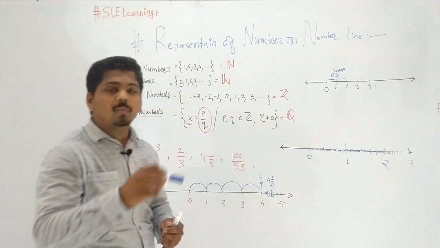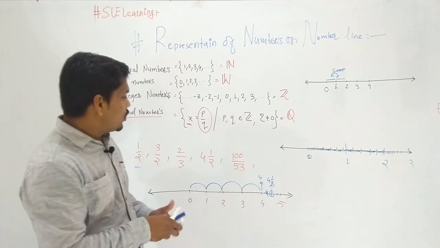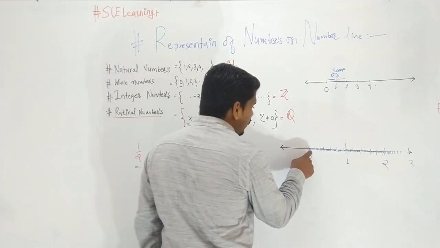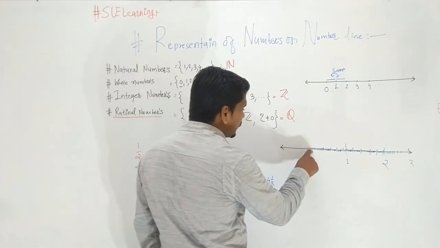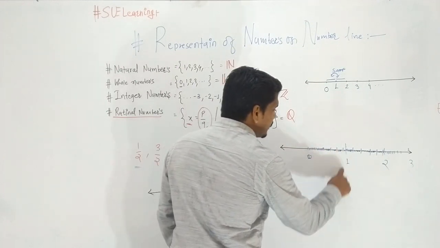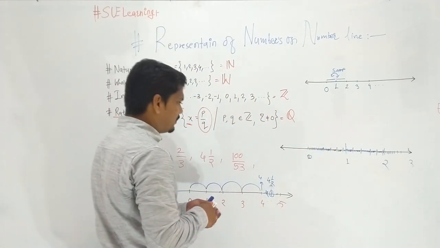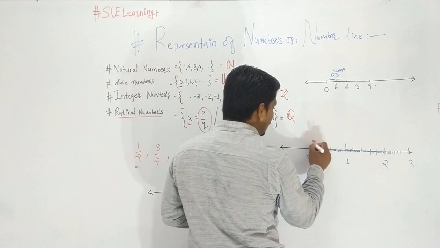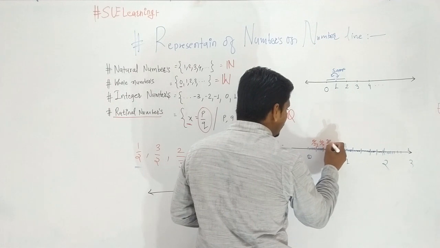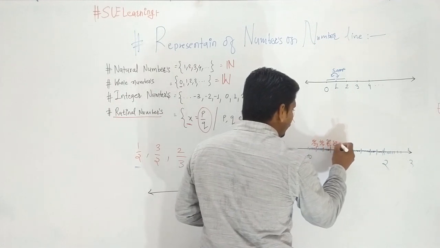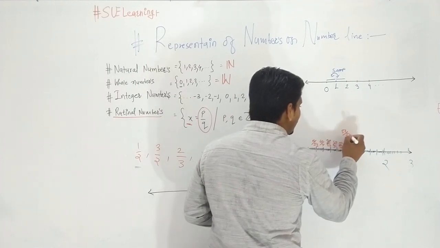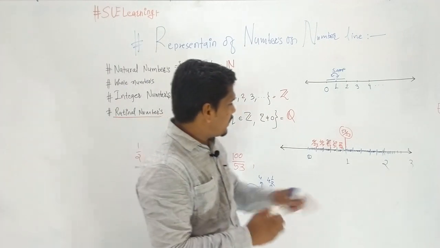Now how to plot 100 by 53 on this exact line? You will go to the hundreds part of this number line. Since this is your 1 by 53, this is 2 by 53, 3 by 53, this is your 10 by 53, 20 by 53, 30 by 53, 40 by 53, 50 by 53, and this is your 53 by 53, means 1.